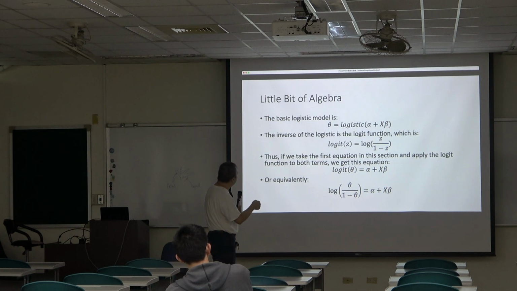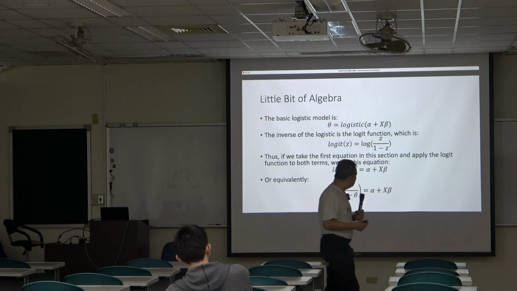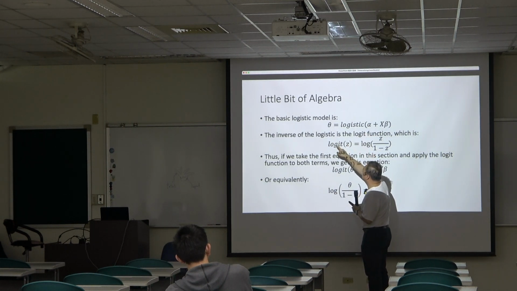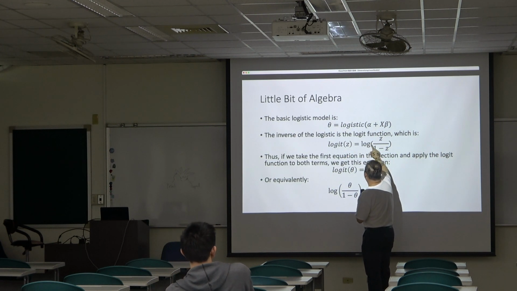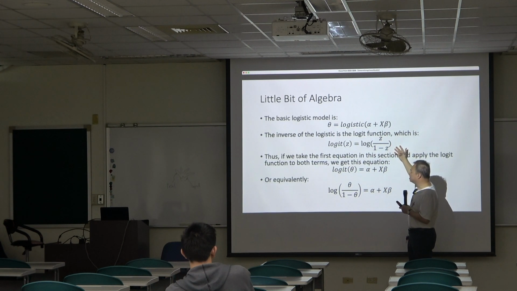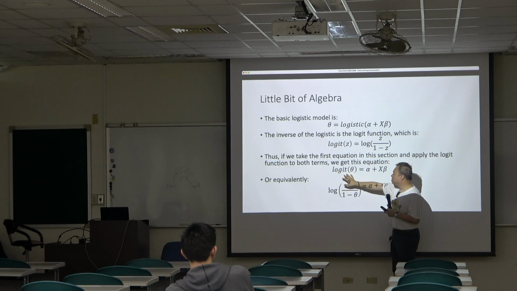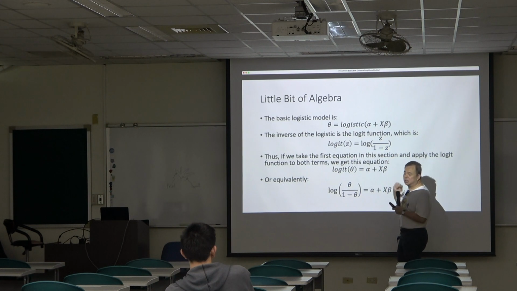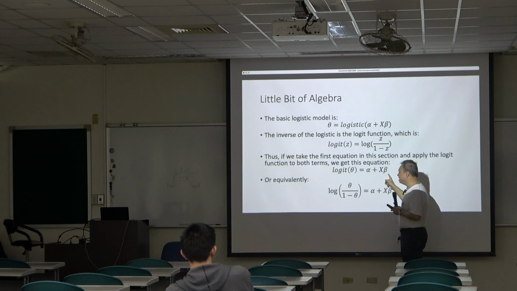So this is the algebra that I was talking about. We have theta equal to logistic of alpha plus x beta. So we can apply the inverse of logistic. The inverse of logistic is called logit. Logit is defined like this: log of z over 1 minus z. If you apply this logit function on both sides, on the left hand side is logit of theta, obviously. On the right hand side, because the inverse function and the function cancel out each other, we end up with alpha plus x beta.